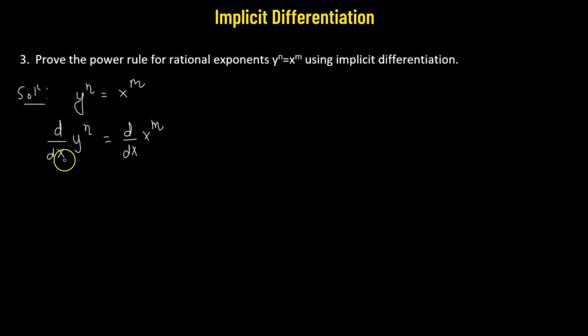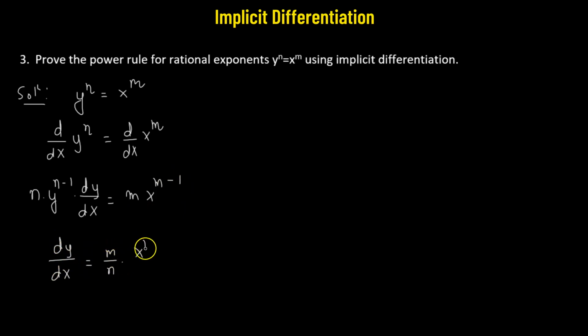Now what we can do, we can apply the power rule to both the two derivatives. So for the first derivative on the left hand side, we have n times y raised to the power of n minus 1 times, so we have to apply the chain rule. Here we have assumed that y is behaving like x, so this will be multiplied to the derivative of y with respect to x, equal to, applying the power rule to the derivative on the right hand side, m x raised to the power of m minus 1. So dy over dx equals m over n times x raised to the power of m minus 1 divided by y raised to the power of n minus 1.